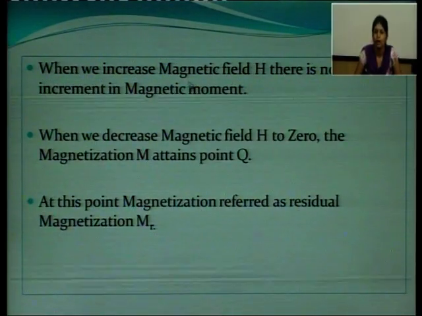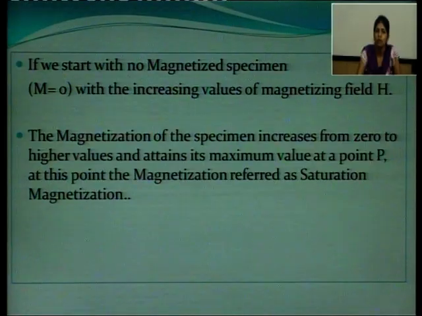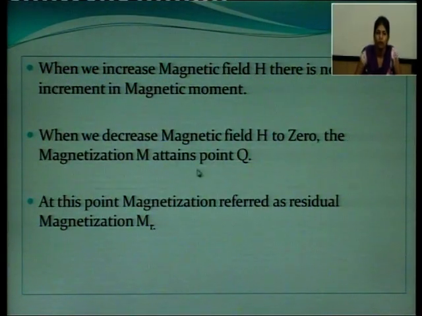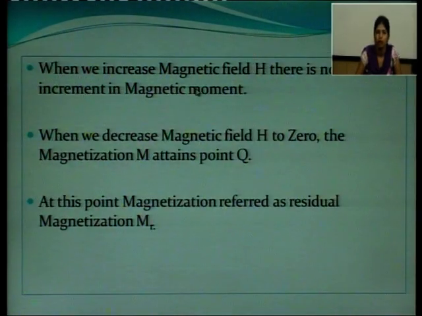When we increase magnetic field H beyond the point P, there is no further increment in the magnetic moment. And when we decrease the magnetic field H to 0, the magnetization M attains the point Q. From 0 to Q, this state is known as retentivity. At this point, magnetization is referred to as residual magnetization or MR.